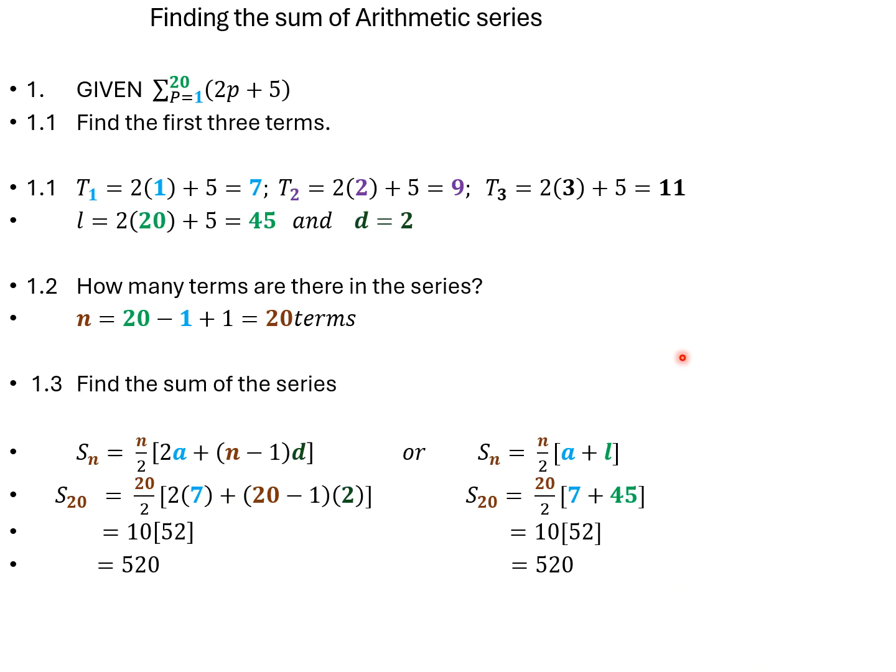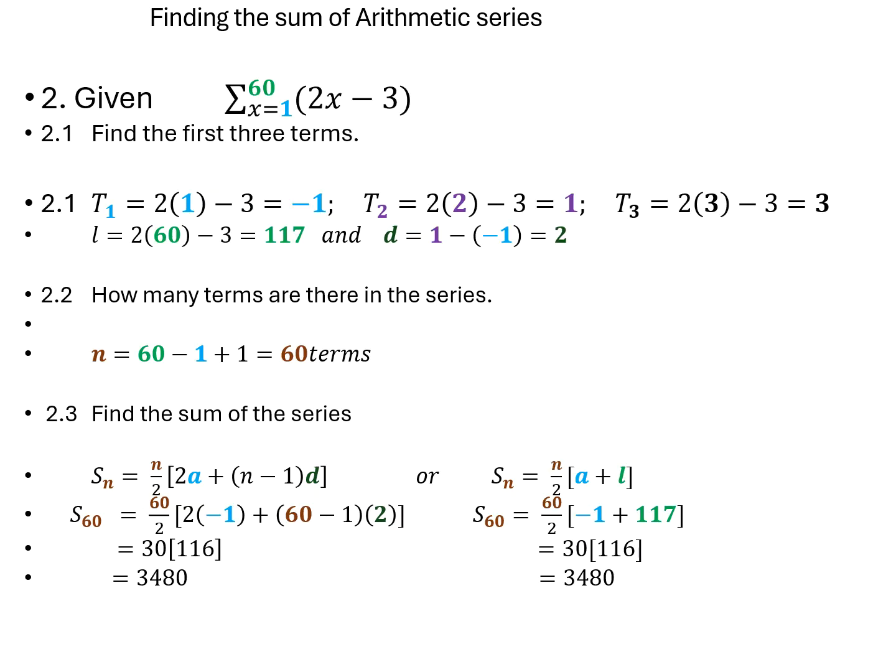And sum to infinity. So let's look at the second problem. Given the summation from x equal to 1 to 60, you have 2x minus 3. Before I can evaluate and get the sum of that, I need the first three terms. So x is starting from 1 going to 60.